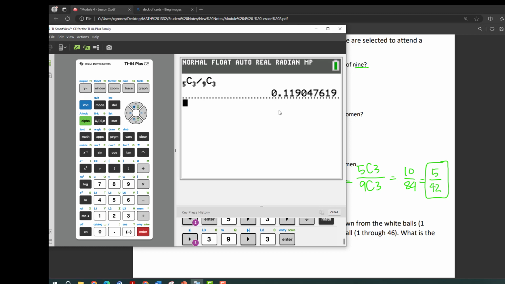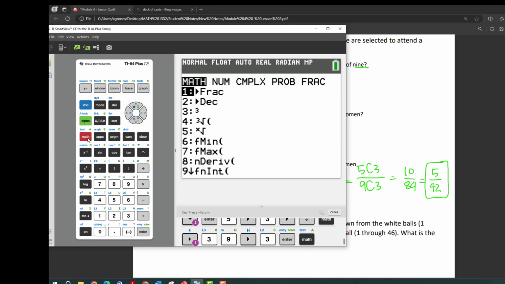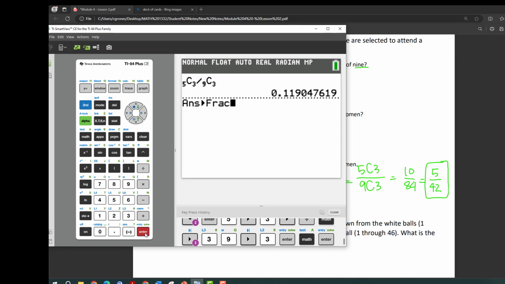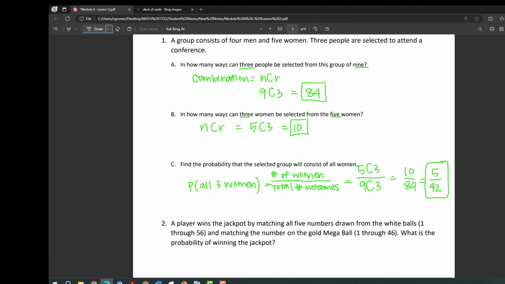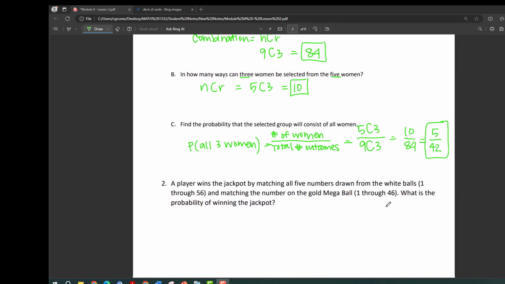If you do it this way, it'll give it as a decimal. If you click on math and right here where it's fraction, just hit enter, it'll take your answer and turn it into a fraction, and it'll give you 5/42. So this is how we're going to be doing a lot of our probability questions.